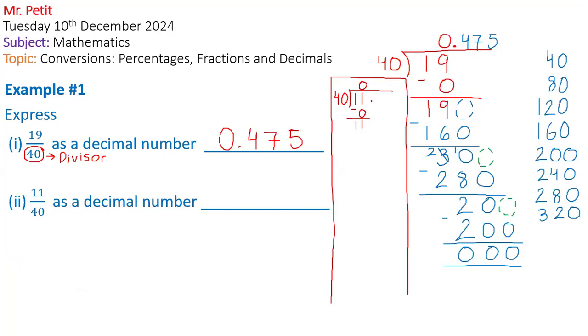You add a decimal point. Put a decimal point, very good. The decimal point gives us permission to do what? To add a 0. Okay, good. So it's going to be a 0 here. We say 40 into 110. How many times does 40 go into 110? Twice.